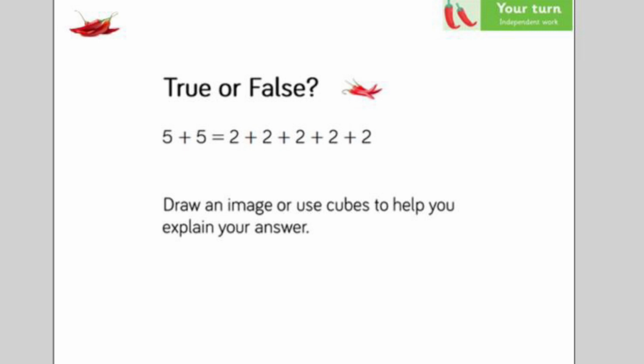And once you've done chili 2, if you'd like to challenge yourself even further, here's chili 3. True or false? 5 add 5 equals 2 add 2 add 2 add 2 add 2. Draw an image or use cubes to help you to explain your answer. Again, we'll go through this together in just a moment.